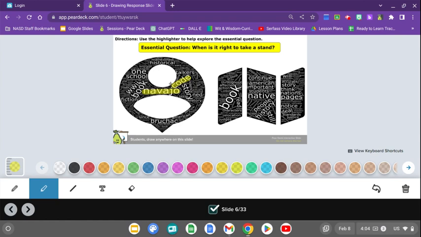Okay, and what I'd like you to do, besides highlighting Navajo and code, is to highlight any words you think might answer this essential question. When is it right to take a stand? When is it right to take a stand? I'm going to take a moment and I'm going to switch the color over to orange. Could you please switch the color over to orange too? And please highlight 3 words on the left that you feel help to answer the question, when is it right to take a stand? Please take the time to do that now.